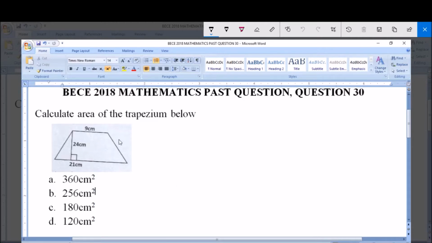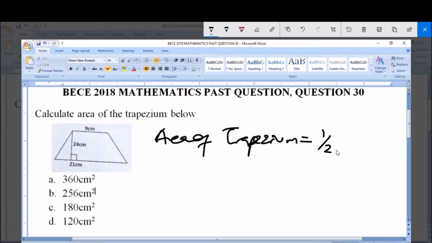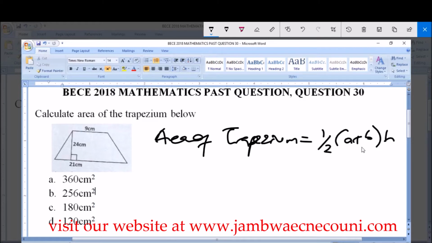Now this is a trapezium given to us, and we know that the formula for finding the area of a trapezium is equal to what? Half multiplied by (A plus B) multiplied by H, which is the height. Now I'll explain what this A, B and H represents.